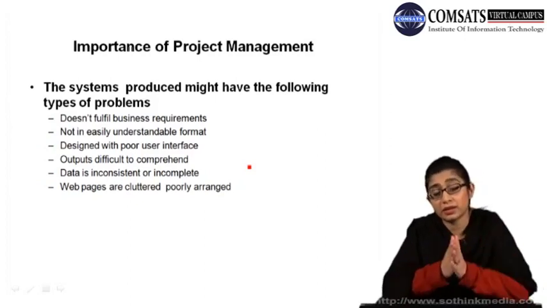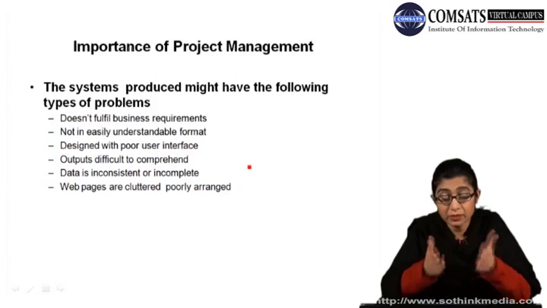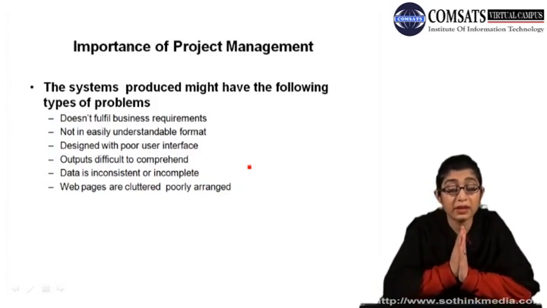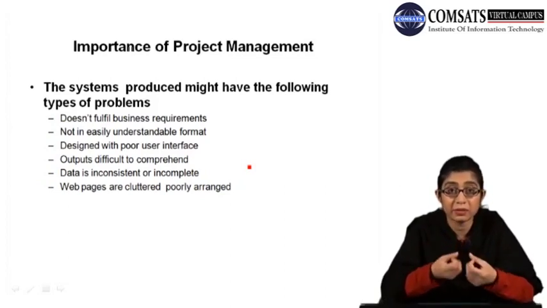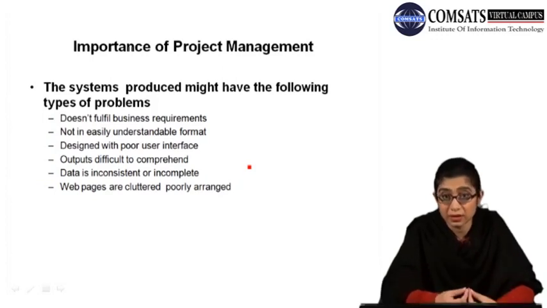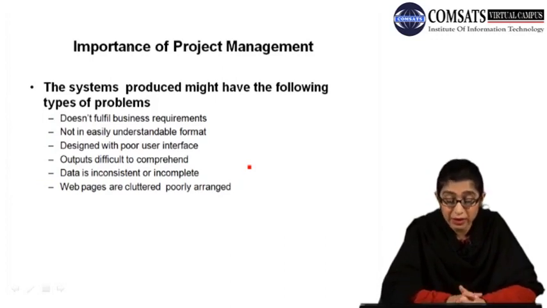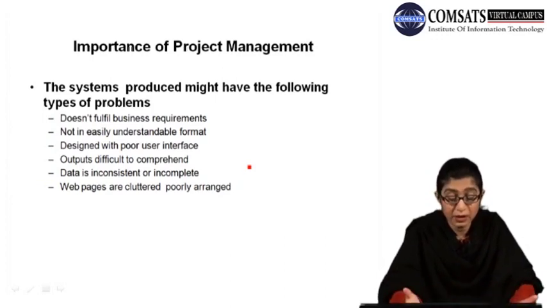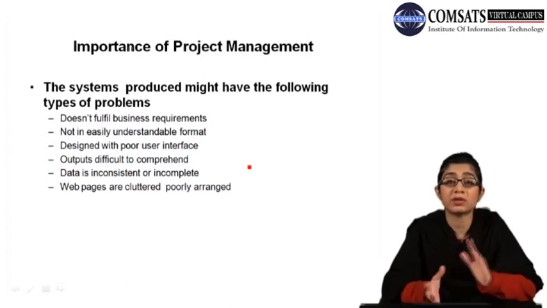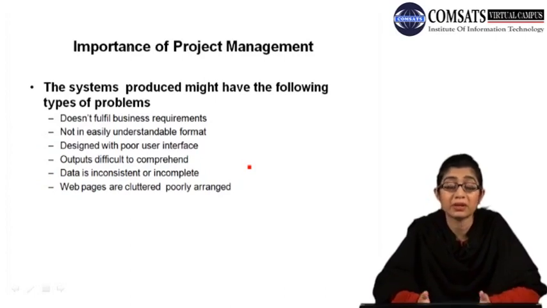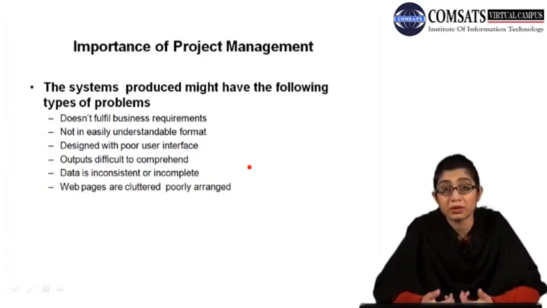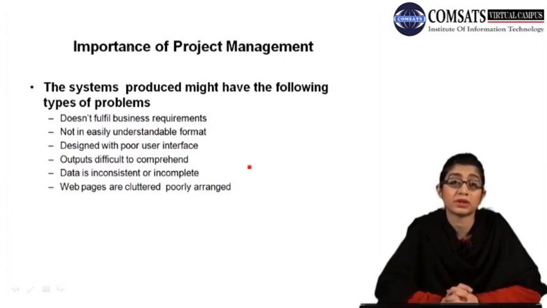Other problems that can occur are shown on the screen here again. Number one is that it doesn't fulfill the business requirements. Whatever requirements were supposed to be delivered by the information systems, it doesn't deliver that. Right? Not in an easily understandable format. Again, if you have developed, for example, it's all about user interaction at a point. So if you have written something in a format that is not easily understandable by the people who are going to use the system, then it's of no use again.